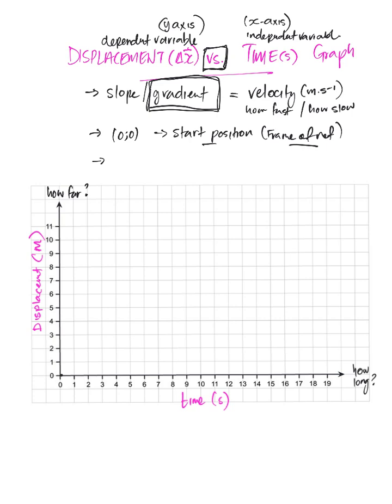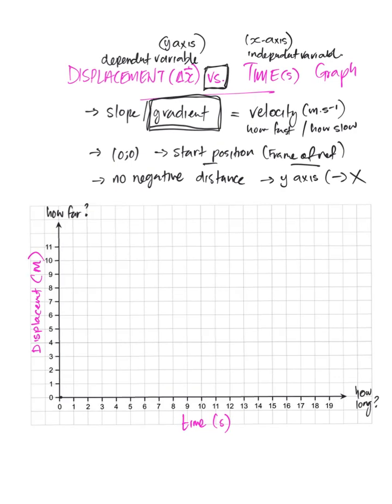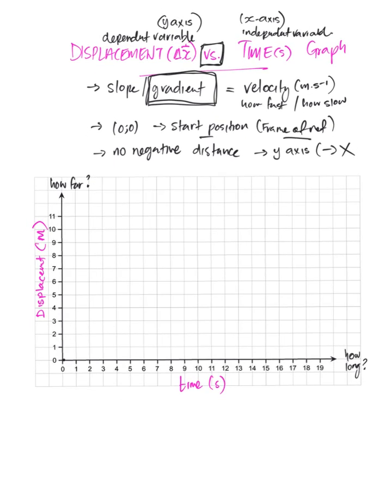displacement versus time graph, there's going to be no negative distance. That means the y-axis can never be a negative. Never, ever. Because you can't go backwards, if that makes any sense. You can't go past your frame of reference.